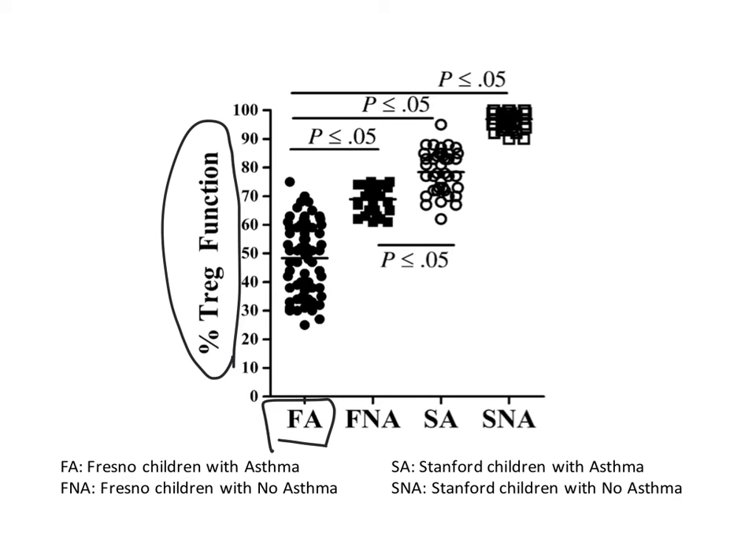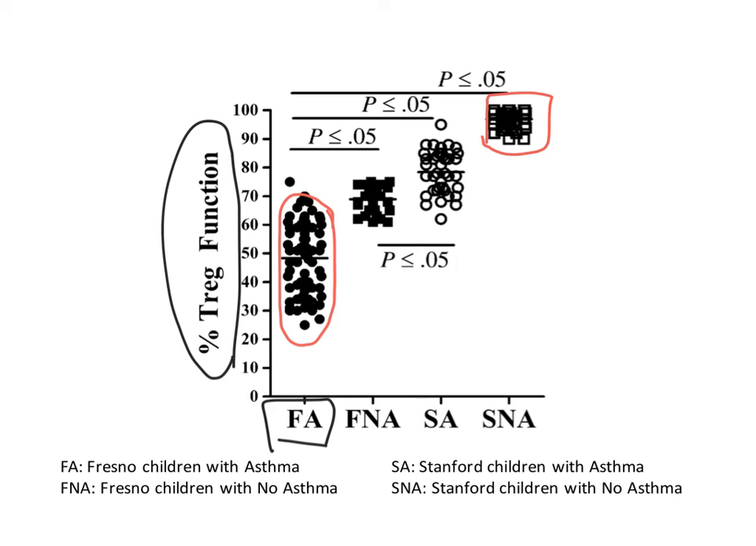Fresno kids with asthma had the lowest, the least functional T regulatory cells. Who had the best T regulatory cells? Those punks from Stanford. Yeah. So kids from Stanford that don't have allergies, super good T regulatory cell function. So that's comparing Fresno with asthma, Stanford not asthma.